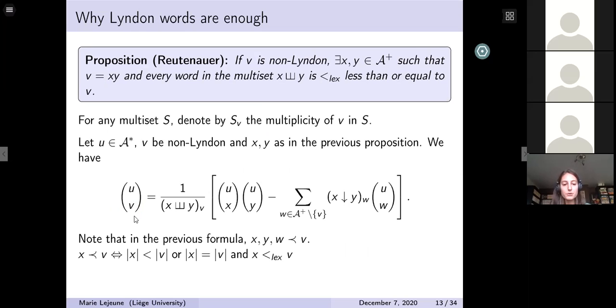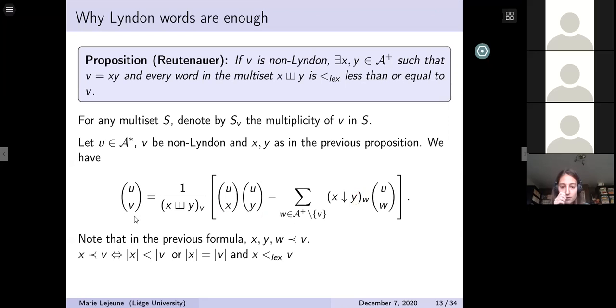So I compute 1 over the multiplicity of v in the shuffle of x and y. And then I have to compute the binomial coefficient of x, of y. And then I'm looking at all the words that appear in the infiltration of x and y. I count them with the multiplicity and I compute the binomial coefficient.